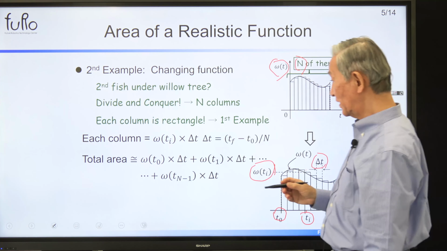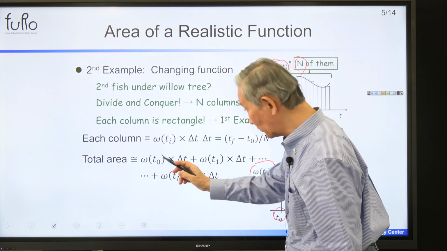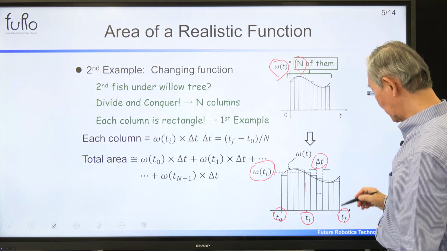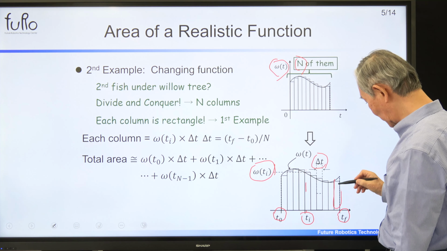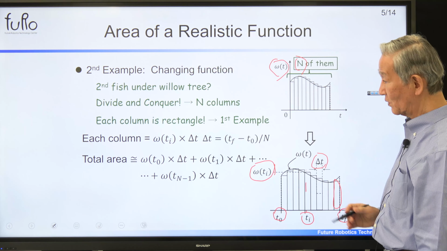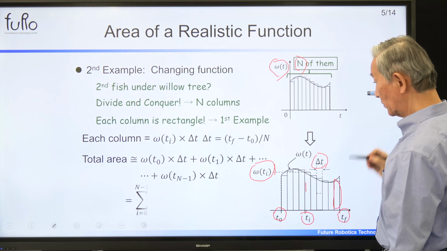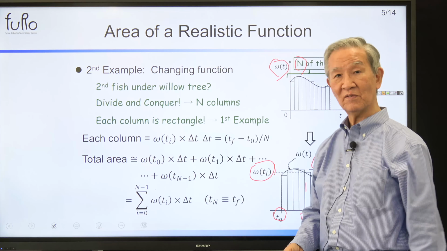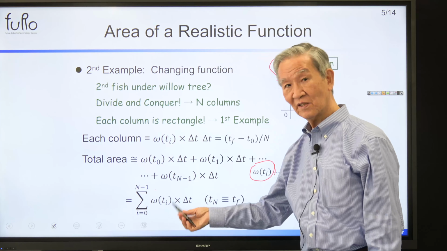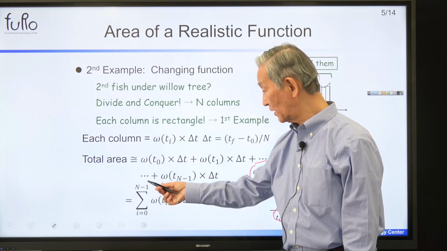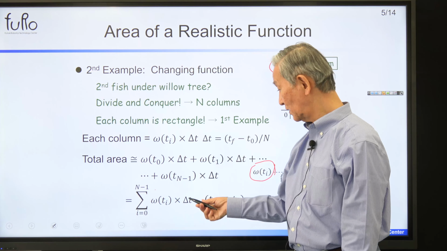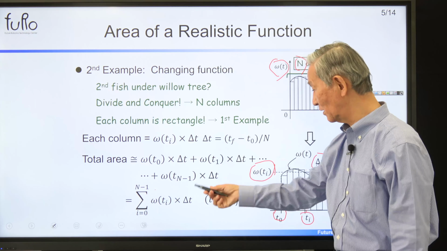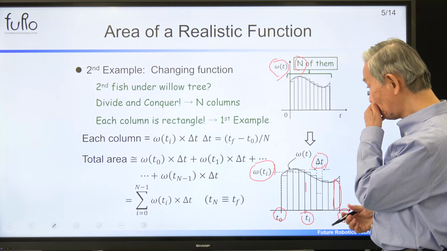So the total area is this, t0 plus t1 plus and so on, up to tn minus 1. The last one is this one here. So you add all of them together. For that, we do have a very nice, handy notation here, right? Large sigma, i is equal to 0 to n minus 1, omega ti times delta t, meaning i changes from 0 to n minus 1 and you add them together. That's what that is.